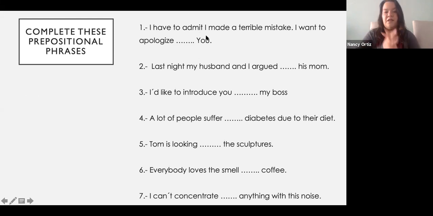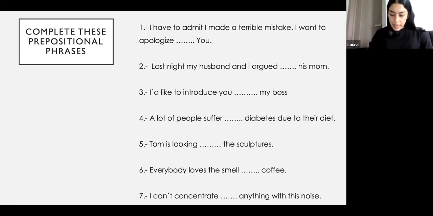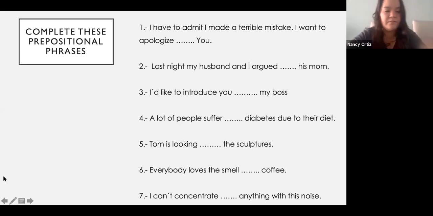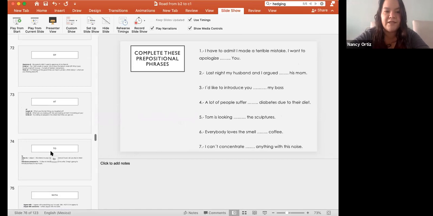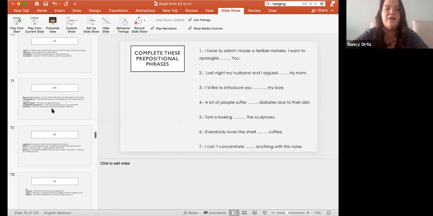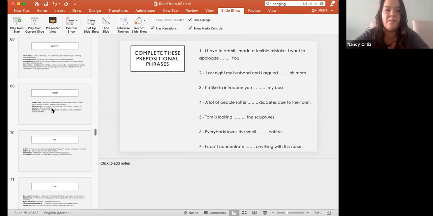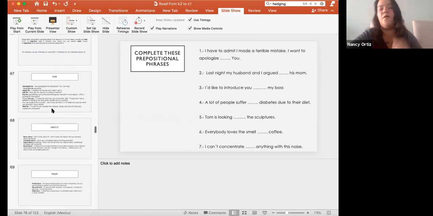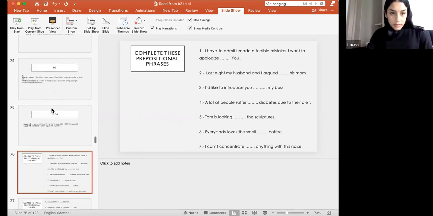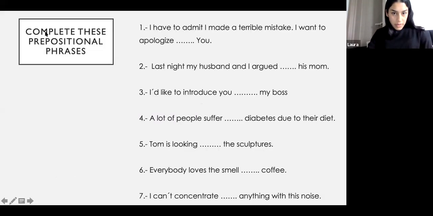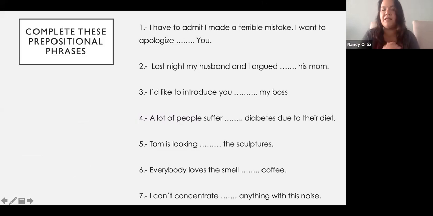All right, so let's do this. Miss, can I see again the list of prepositions? Yes, we have with, to, at, of, on, in, from, about, and for. Okay, thanks. There we go. Let's do this activity. Please tell me when you're done with 7 so that we can continue.